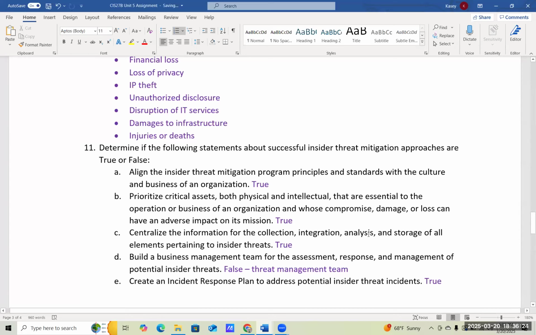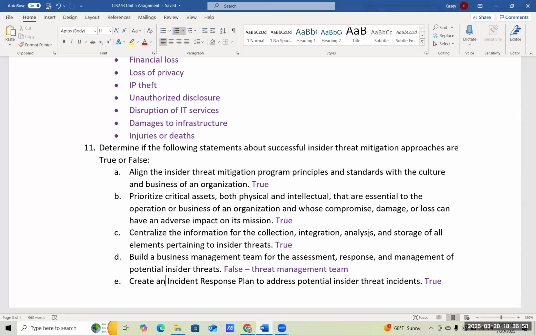And then E, create an incident response plan to address potential insider threat incidents. True. So I read a lot of IRPs in the upper division classes and master programs, right? You see incident response plan. A lot of them really address infrastructure, technical systems, whatnot. But you also need an area for insider threats. In the case of incidents, we talked about financial crime, right? Like how do you respond to that? Like what I said earlier. What if it's unintentional? What if someone clicks the link?